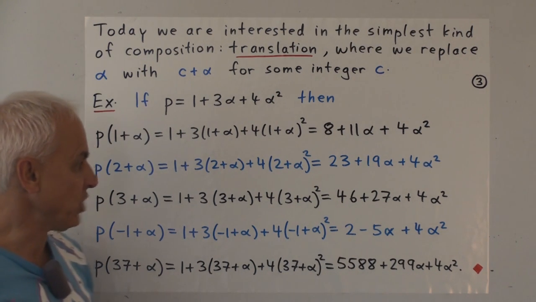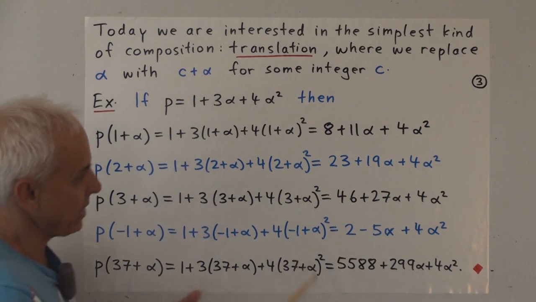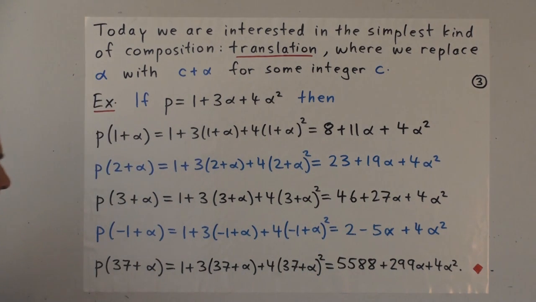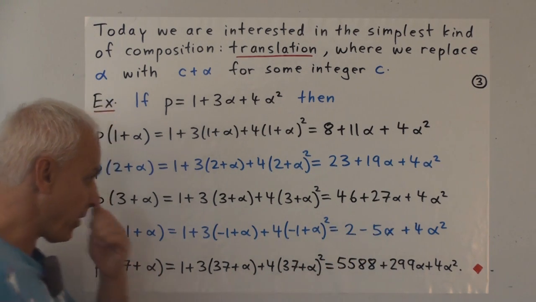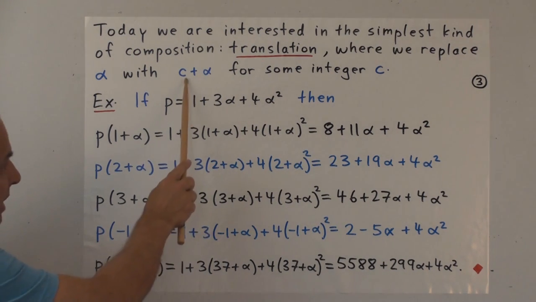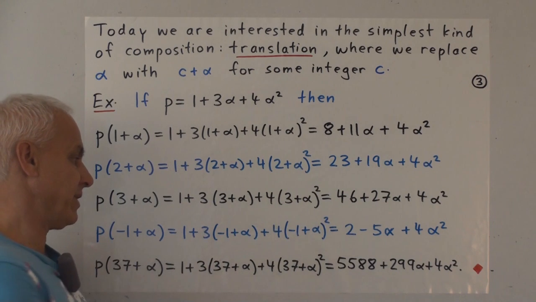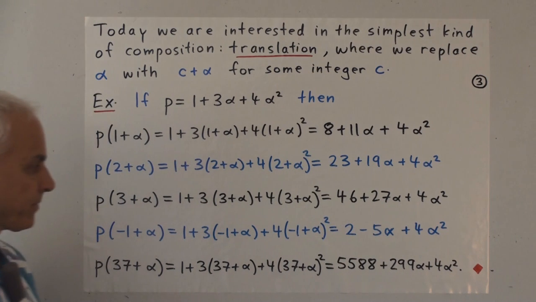So similarly, I'll leave you to check that if you replace alpha with 2 plus alpha, in other words, you get that expression there, then you get the polynumber 23 plus 19 alpha plus 4 alpha squared. Or if we looked at p of 3 plus alpha, we would get 46 plus 27 alpha plus 4 alpha squared. The c can be any integer, so it could also be a negative number. For example, minus 1, then p of minus 1 plus alpha. Well, there's minus 1 plus alpha again. Expand it all out. Now 2 minus 5 alpha plus 4 alpha squared.